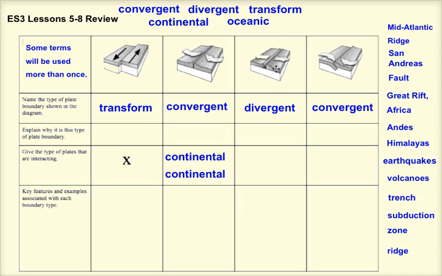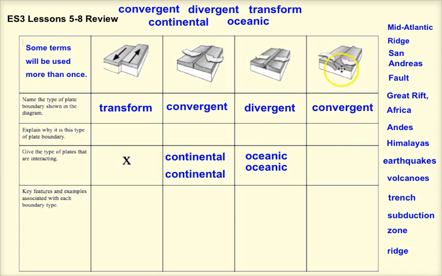Now, I'm going to give you some leeway with this. Ideally, you would say it's oceanic, oceanic. And this is primarily happening on the ocean's floors. Now, every once in a while, you'll see this on land, like the East African Rift, or the Great Eastern African Rift. And so you could put continental, continental, but the very best answer is oceanic, oceanic.